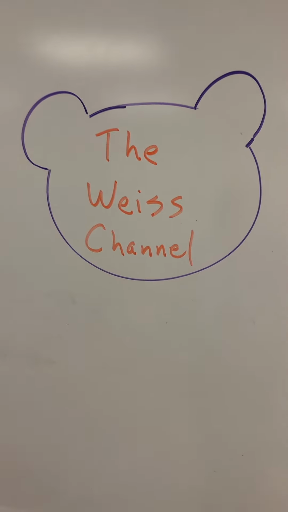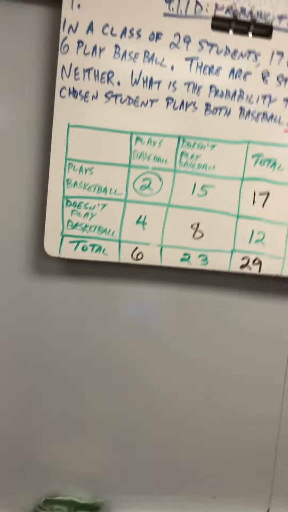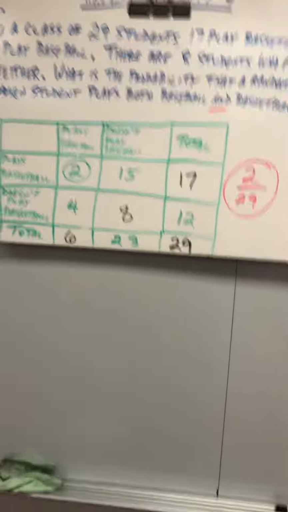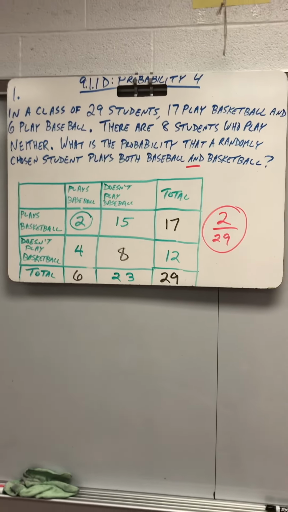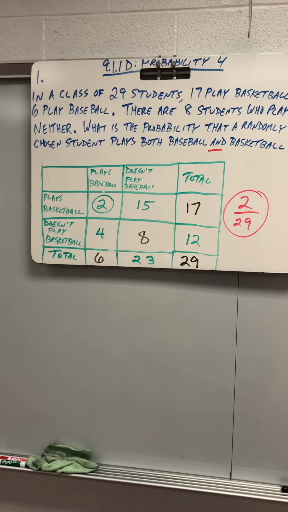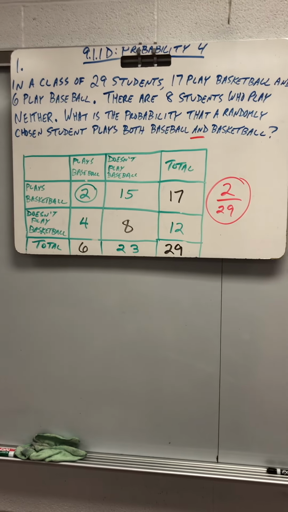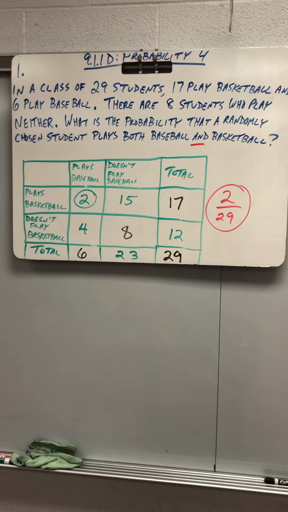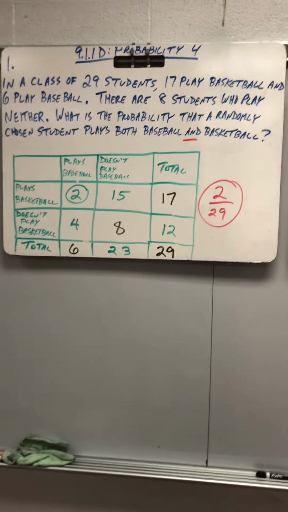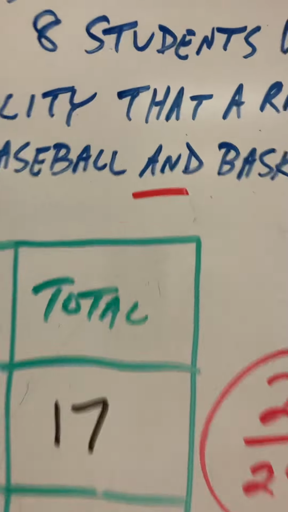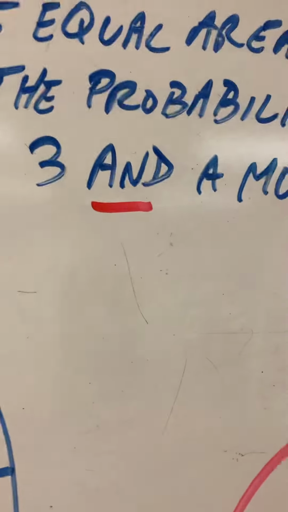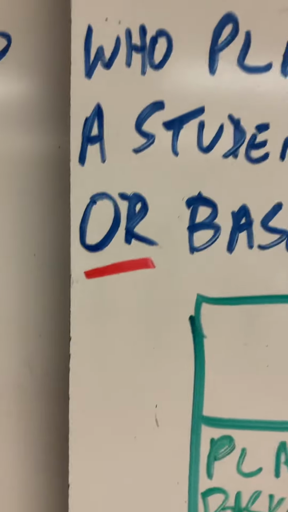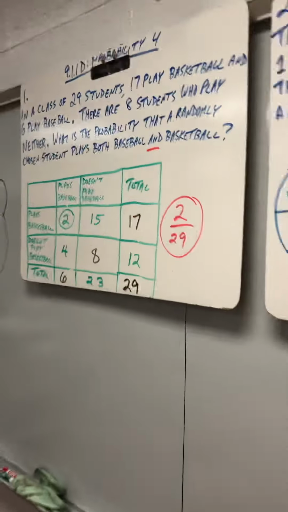Today we continue talking about probability, where we basically have to make a chart. It's considered a compound probability where you have "and" or "or". So the most important words here are going to be "and" and "or", okay?